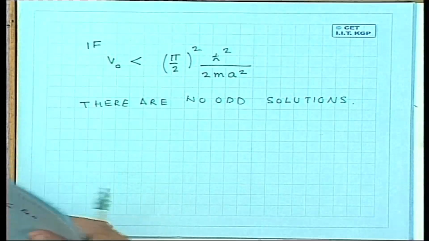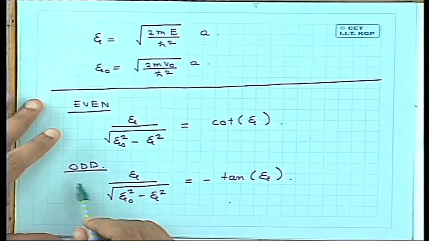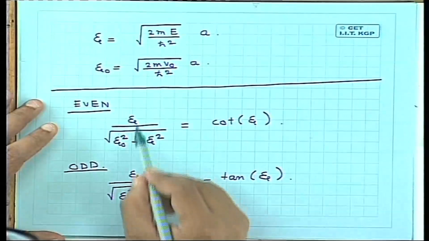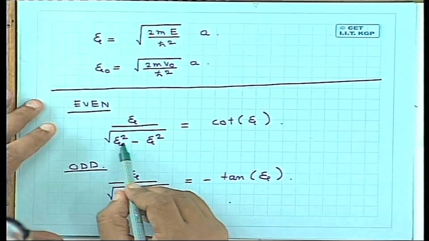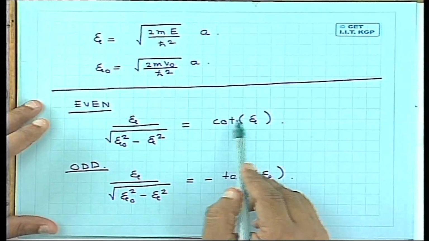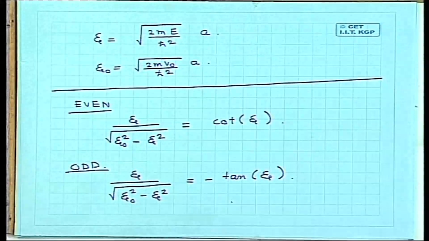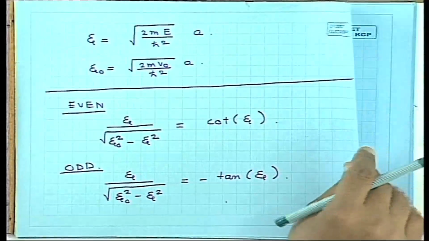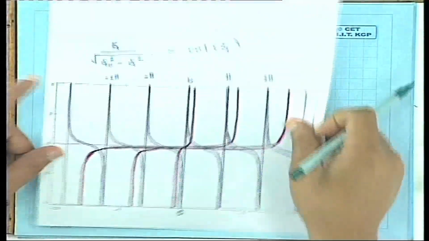Now let us look at the even solutions. So these are the odd solutions. The even solutions have to satisfy xi by square root of xi naught square minus xi square is equal to cot xi. So this is considered next.